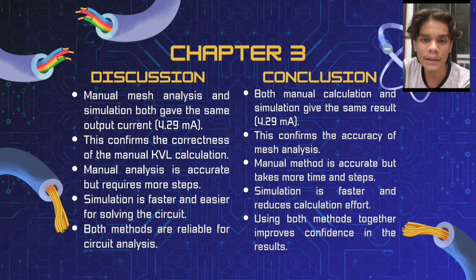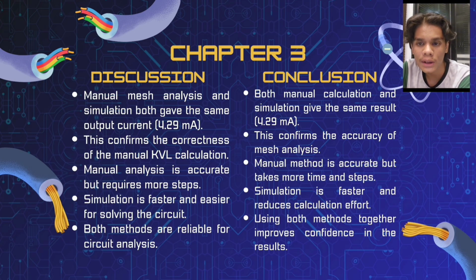For the chapter 3 discussion and conclusion, manual mesh analysis and simulation both give the same output current, which is 4.29 milliampere. This confirms the correctness of the manual Kirchhoff voltage law calculation. Manual analysis is accurate but requires more steps than simulation. Simulation is faster and easier. So the conclusion, both methods can be used for circuit analysis.